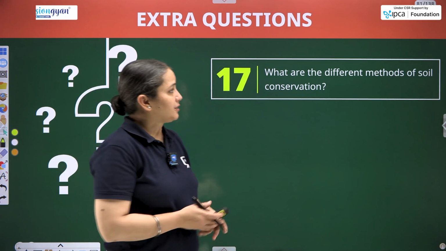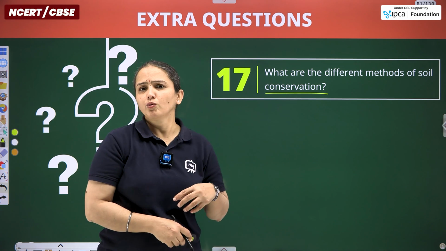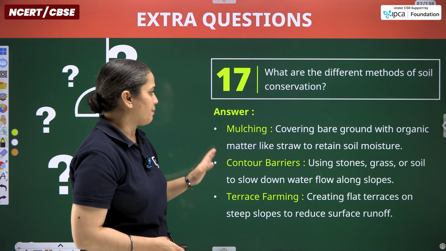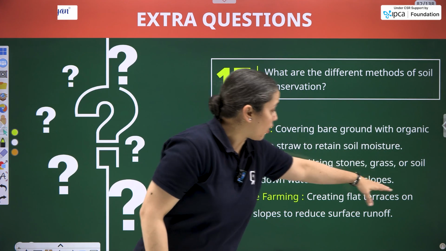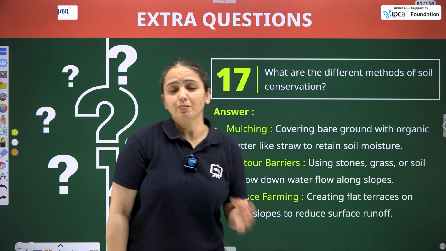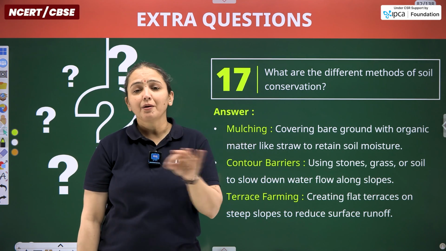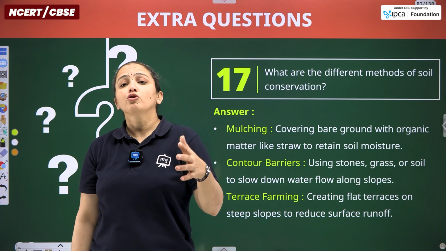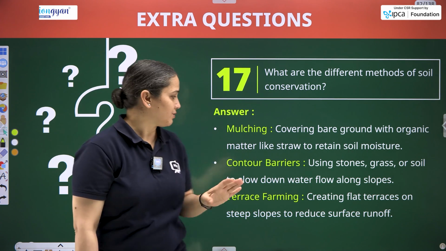Further, what are the different methods of soil conservation to protect the soil erosion? For that part, mulching is basically covering bare ground with organic matter like straw to retain the soil moisture. मतलब कुल मिलाकर mulching में we should not keep the land barren. Something should be kept on the soil so that the topmost layer should be preserved.